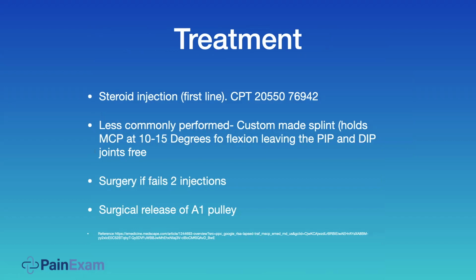The steroid injection has classically been the first line. Once again, the code is 20550. Treatment is 76942. Less commonly performed, you have splints where they hold the joint at 10 to 15 degrees of flexion, leaving the proximal interphalangeal and the distal interphalangeal joint free. Surgery is indicated if there's failure after 2 injections in some practices, and surgical release of the A1 pulley is the type of procedure that they perform.